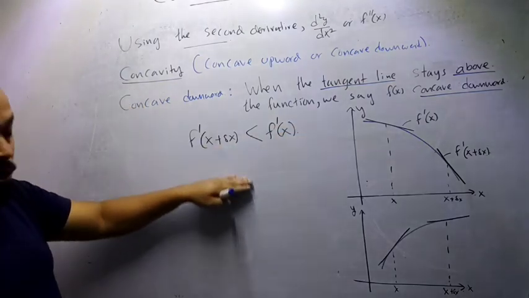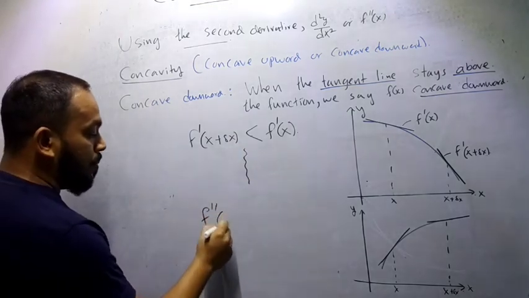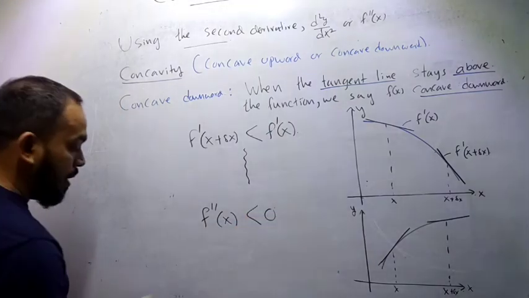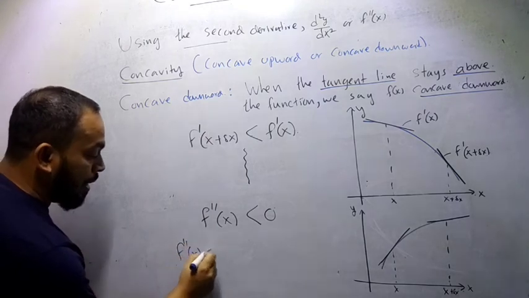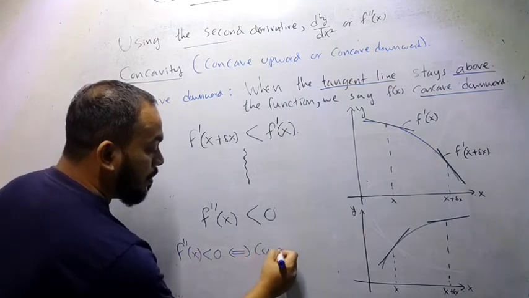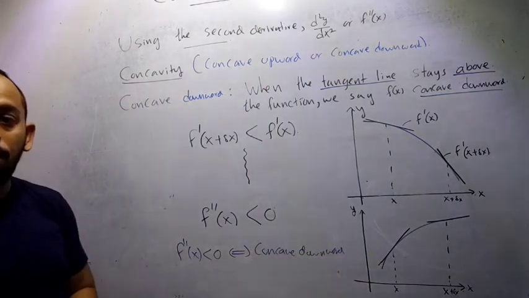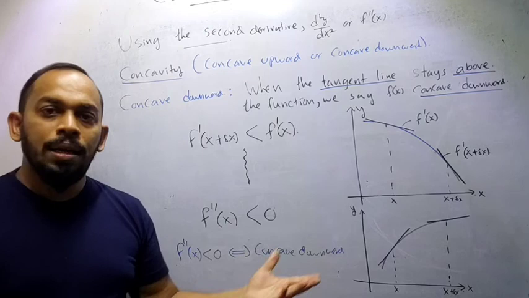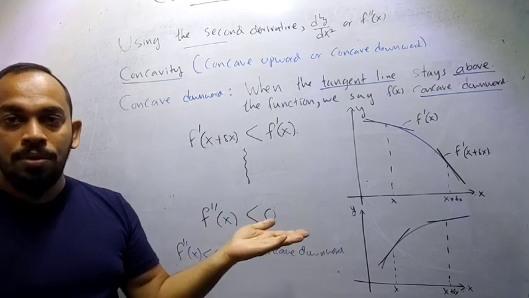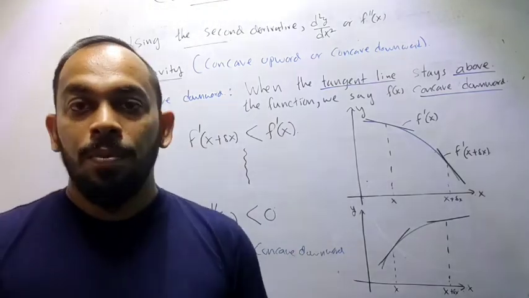If you follow through the same steps, I'm not going to write down the steps. Finally, you would get that f double prime of x, the second derivative, must be negative. So what does that mean? Second derivative negative implies concave downward. If the function is concave downwards, we can take f double prime to be negative. If you find f double prime to be negative in a certain region, then you know that the function is concave downwards.